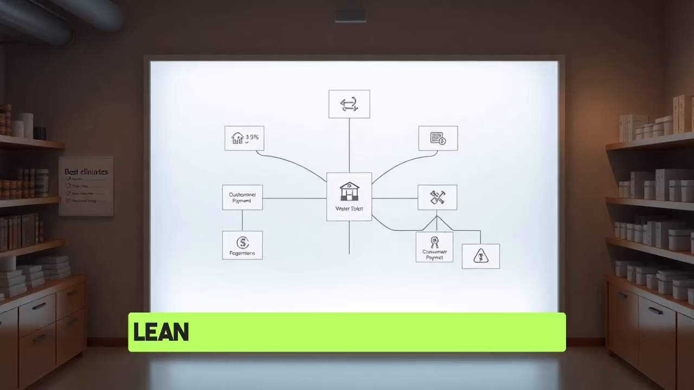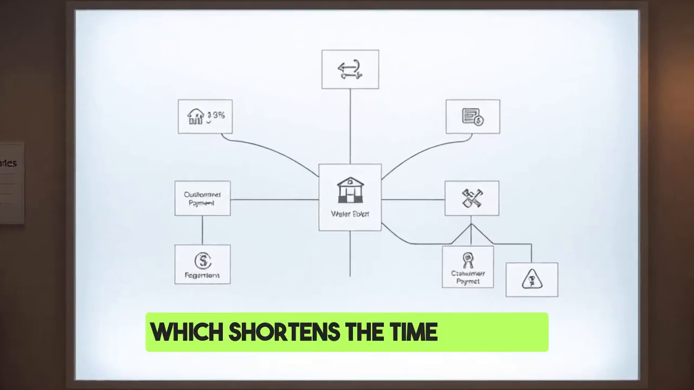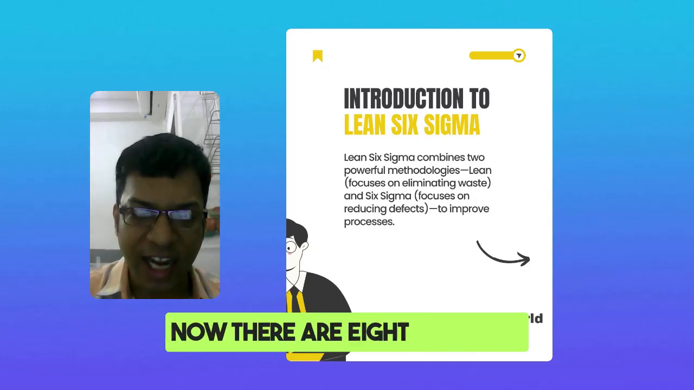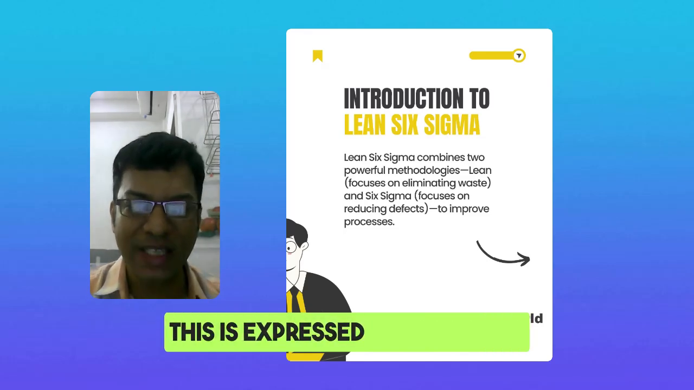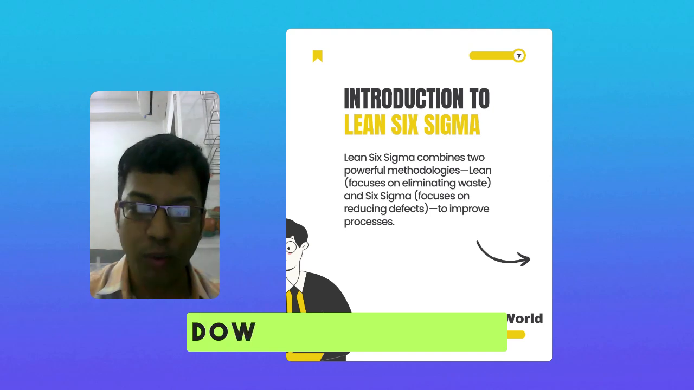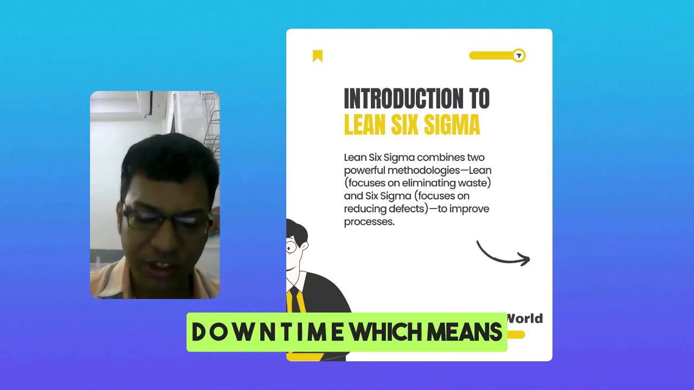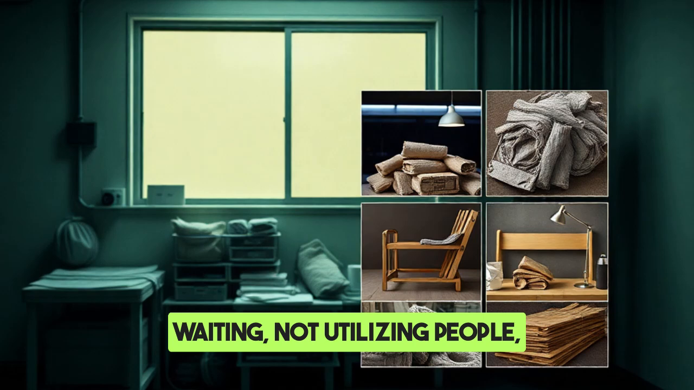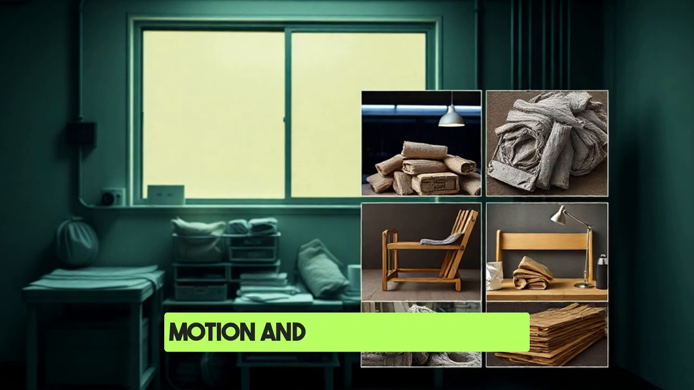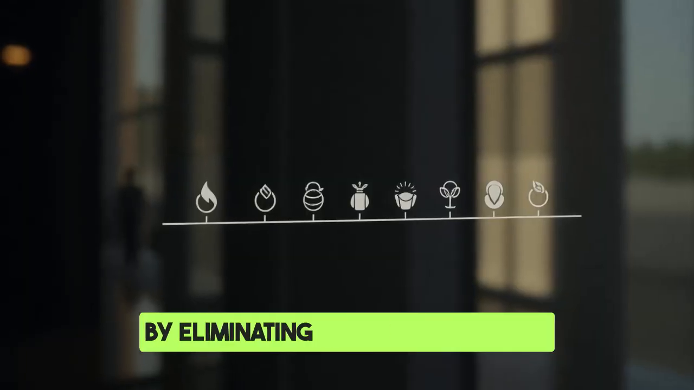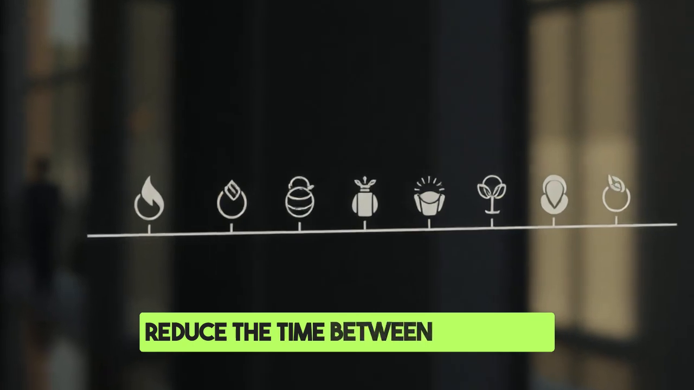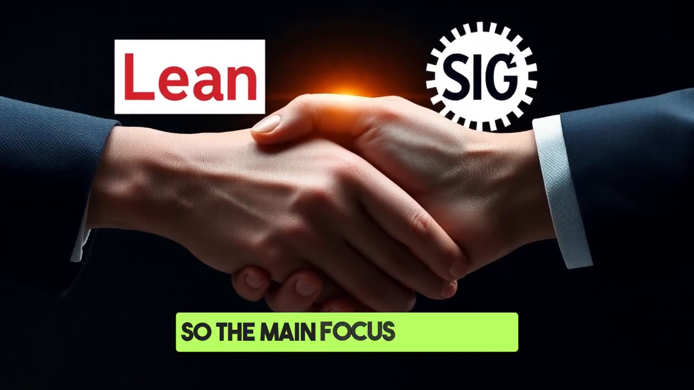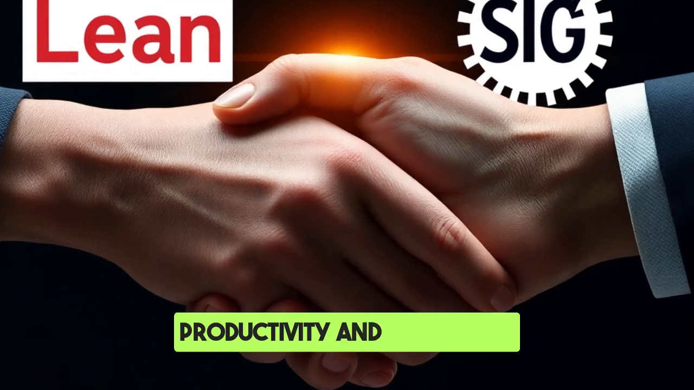Now, what is Lean? Lean is a manufacturing philosophy which shortens the time between customer order to payment received by eliminating the waste. Now, there are 8 different types of waste in Lean. This is expressed as DOWNTIME, which means defects, overproduction, waiting, not utilizing people, transportation, inventory, motion, and extra processing. By eliminating this waste, we can reduce the time between customer order to payment received. That is the main fundamentals behind Lean. So the main focus of Lean is to increase the speed, productivity, and efficiency.